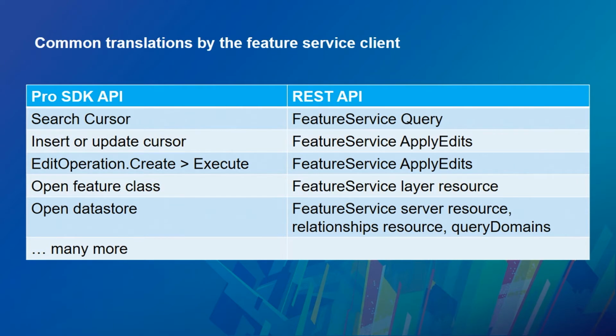So you can think of the client in Pro as just a translator that translates calls from the upper parts of the stack so that you don't need to worry about it, and makes those REST requests back to the feature service. So I have some examples here. Most of these examples are core data specific. If you're using search cursors, this is going to map to a feature service query request. If you're doing insert or update cursors, this is going to map to a feature service apply edits, and so on. We're doing a lot of translation to make it just work in Pro through the Pro APIs and through the Pro application.